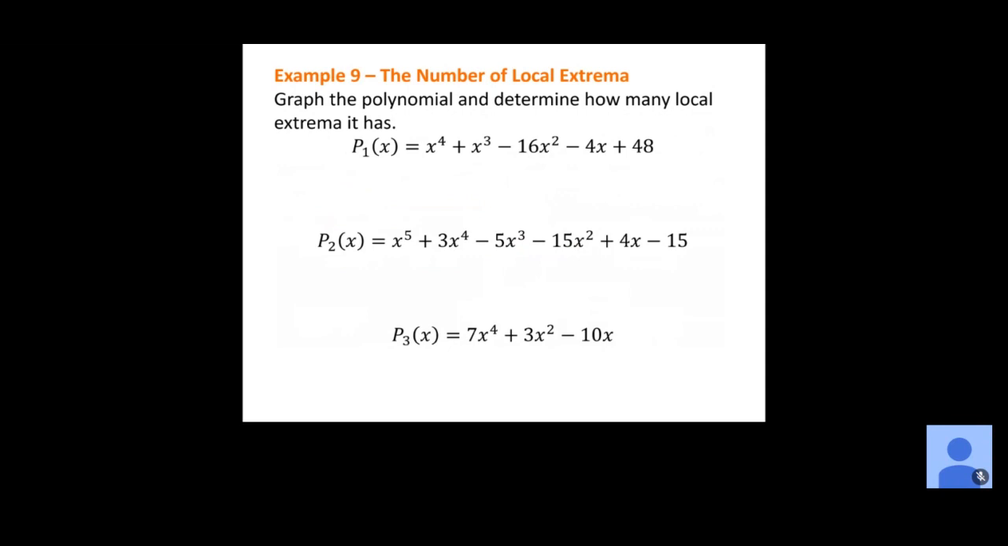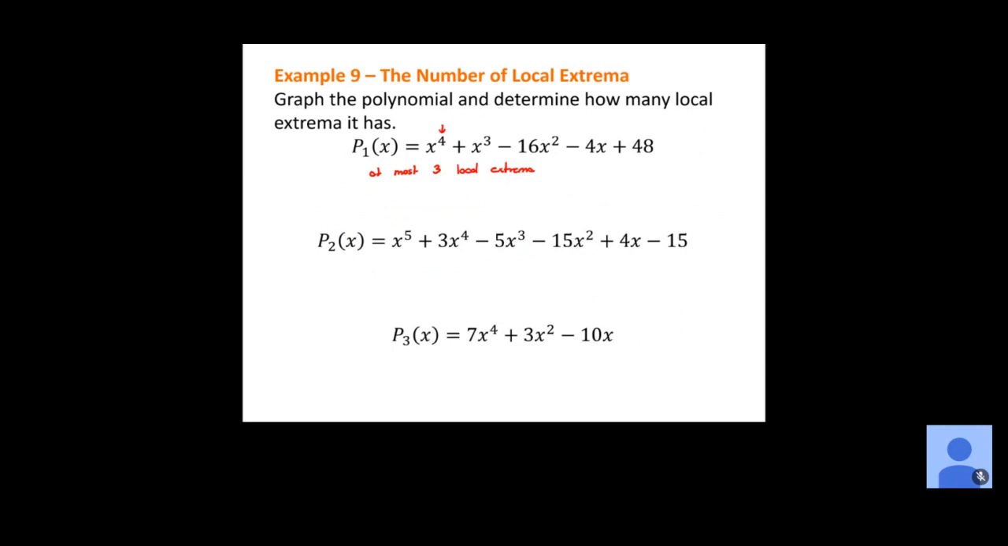All right, so now all I want to focus on here are the maximum number of local extrema. Okay, that's it. So if we look here at P1 of x, we have x to the 4th plus x cubed minus 16x squared minus 4x plus 48. If I want to know the maximum number of local extrema, all I have to look at is the degree. The degree this time is 4. And remember, the maximum number, the most local extrema you could have, is 1 less than that value. So at most, I'm going to have 3 local extrema.